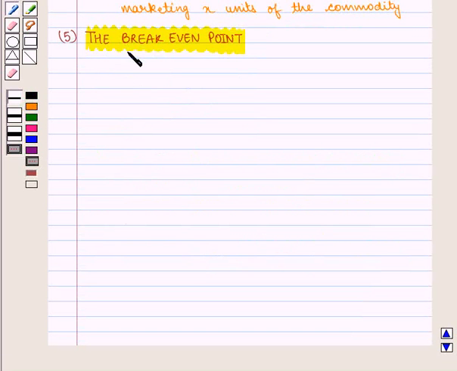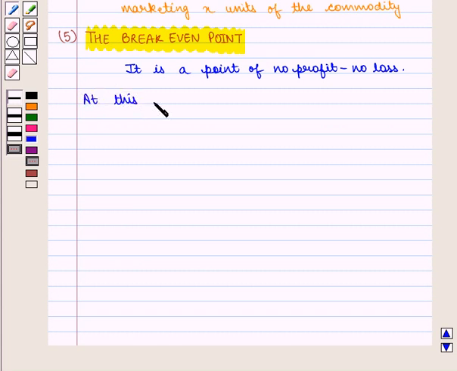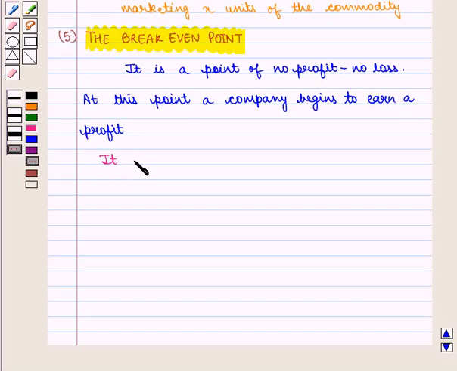Now we shall discuss the break-even point. It is a point of no profit, no loss. At this point, a company begins to earn a profit. So we can say that it is that point where total revenue equals total cost.